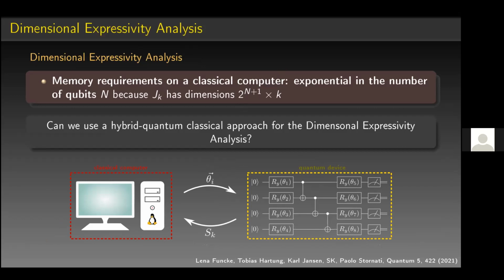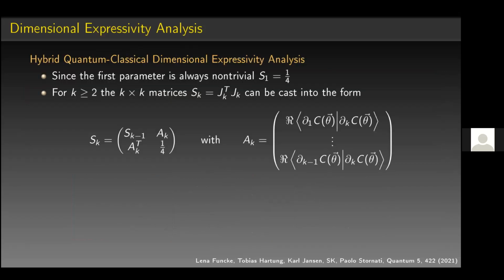We can basically use the quantum device to efficiently measure our Jacobian or the matrix S_k. So the idea is very simple, similar to this hybrid quantum classical setup, that we feed the quantum device with a bunch of parameters and get back the S_k matrix from the device. So how does this work? Well, there's a bit of technicality involved here. So basically, one thing you have to realize, if you sit down and do the calculation, is that you can recursively construct these S_k matrices from the previous S_k matrix and then just a vector whose entries are the real part of the overlap of the tangent vectors. So once we have the previous S_k matrix, we know how to construct the next one if we can obtain this vector. And the first one is always 1/4 for all the cases we consider.